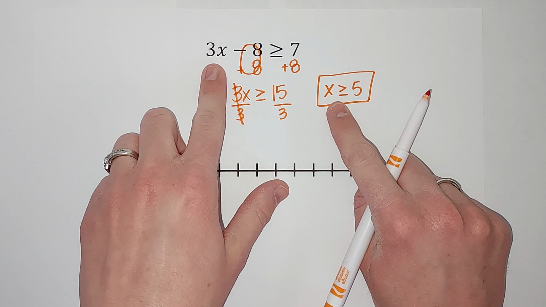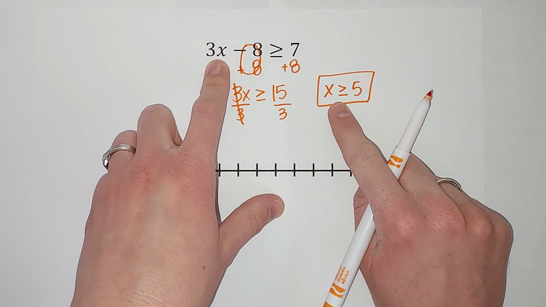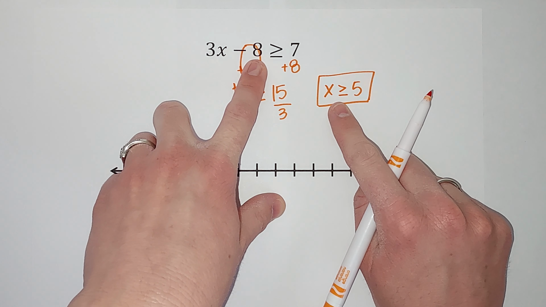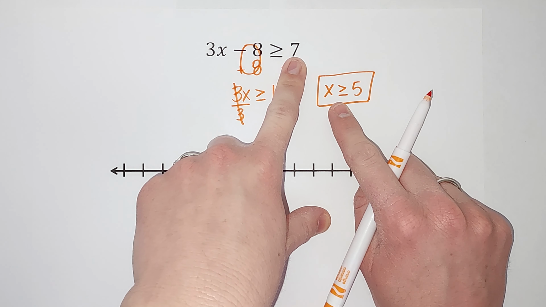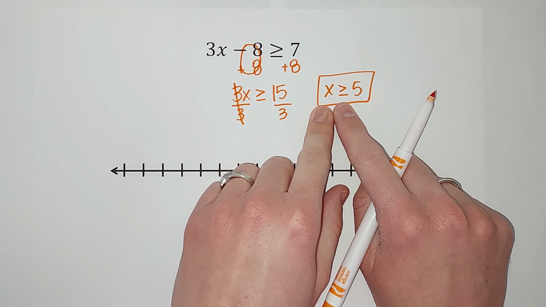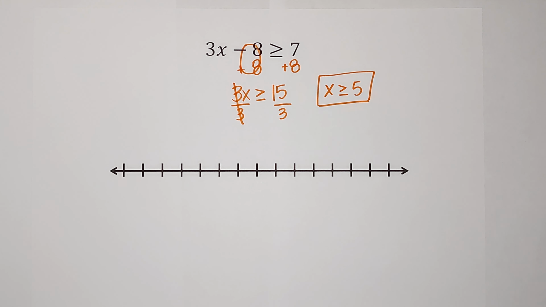So I could put in 100. I'd do 3 times 100, sorry, 300 minus 8 gives me what? 292, and that is greater than or equal to 7, right? So basically, any number 5 or bigger, this will be true. So we want to show that in graph form.